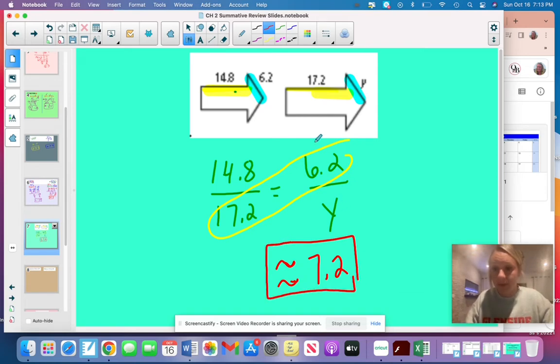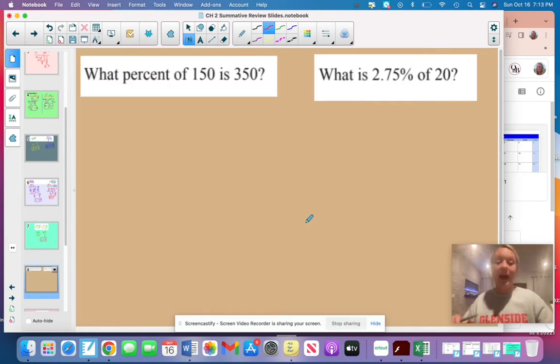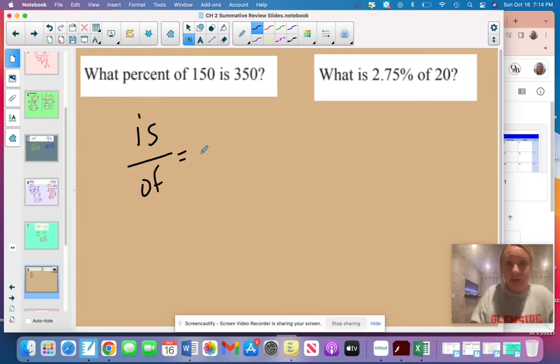Which probably makes sense because this side length is smaller than this one, which means that this one should be smaller than this guy here. Okay, moving along. Now we're into percents. Remember that with percents, there are multiple different strategies and you can choose whichever one works best for you. I'll try to model at least a few of them, but I usually like to do the most efficient one and the one that's easiest to remember. So when we're looking at is and of, don't forget it's is over of equals percent over 100.